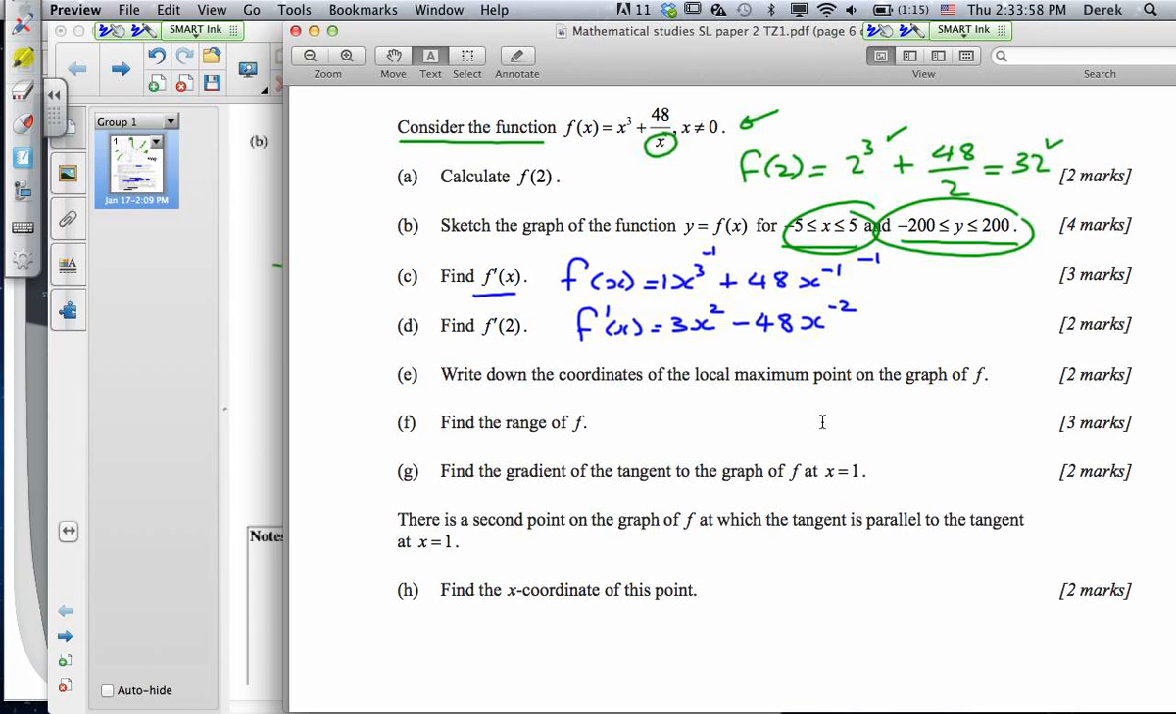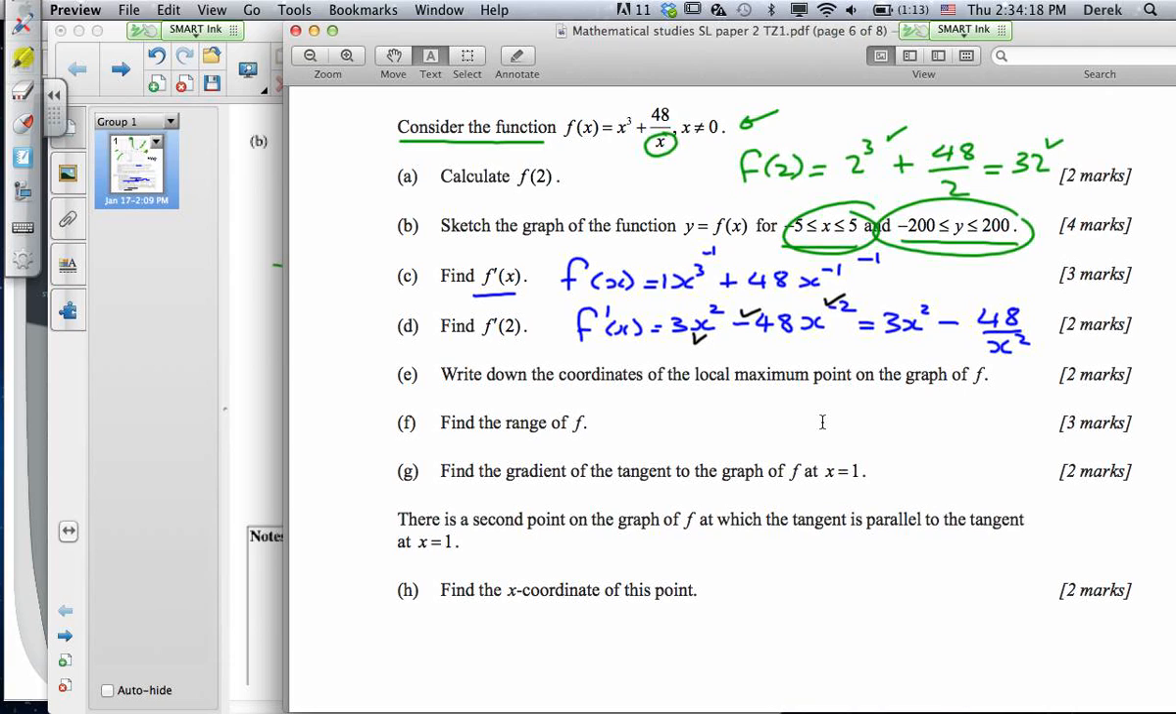You could write it like that, or you could write it as 48 over x squared, either of those two. And there's 3 marks for this. There's a mark for that, there's a mark for that, for the minus 48, and there's a mark for the x to the minus 2.